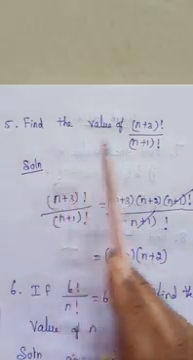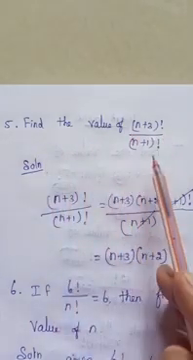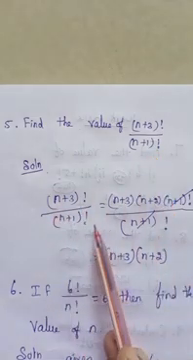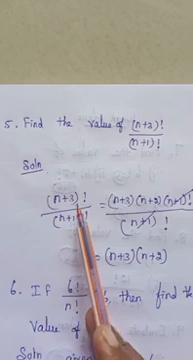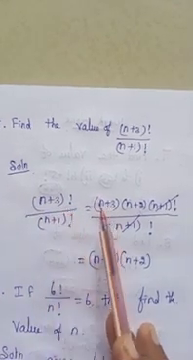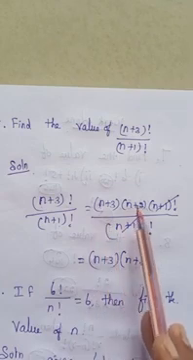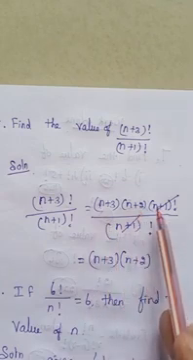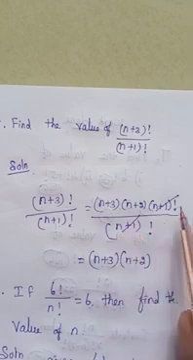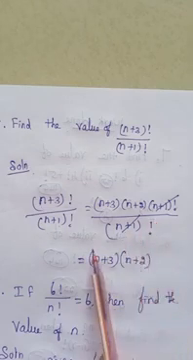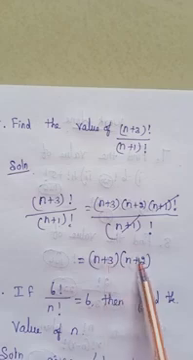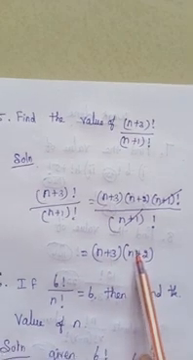Problem number 5. Find the value of n plus 3 factorial by n plus 1 factorial. See, n plus 3 is the biggest one, so I am going to simplify that. n plus 3 factorial can be written as n plus 3 into n plus 2 into n plus 1. See, in the denominator also we have n plus 1, so we can stop with that. So n plus 1 factorial and n plus 1 factorial will get cancelled. The answer is n plus 3 into n plus 2.